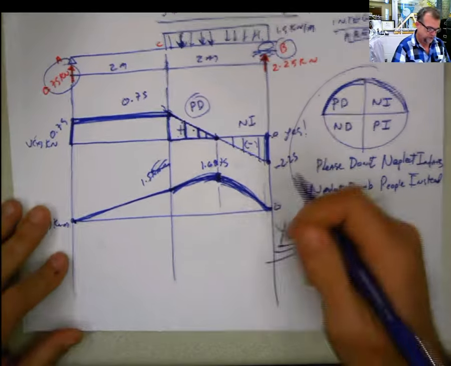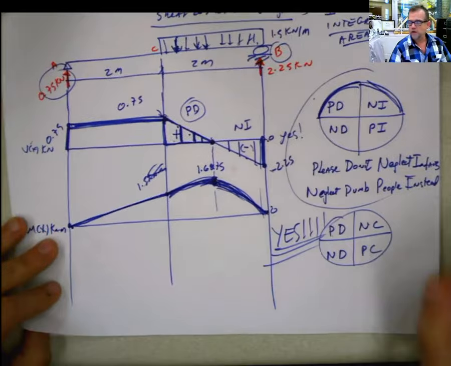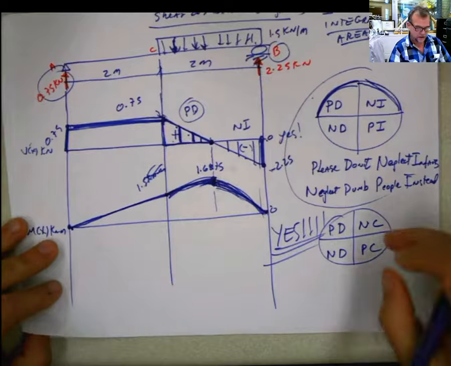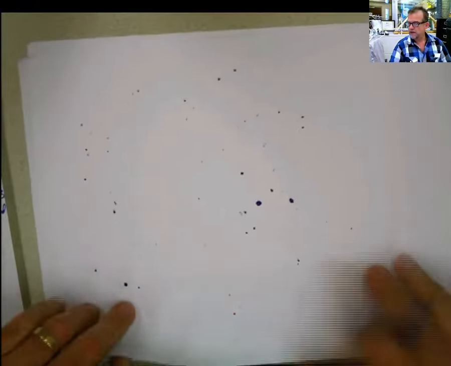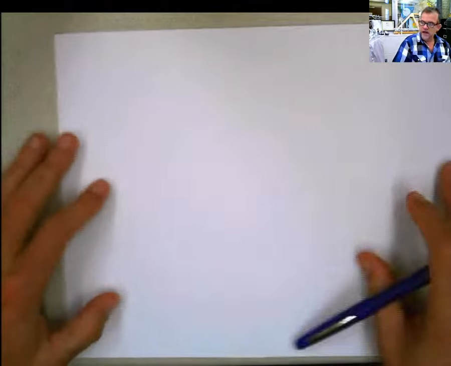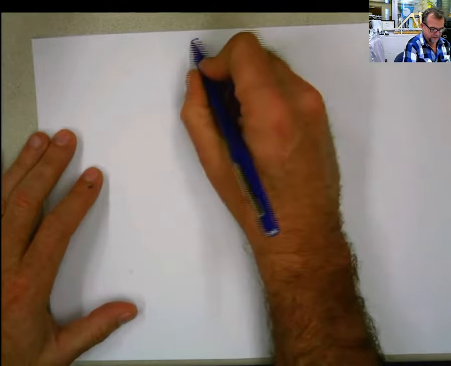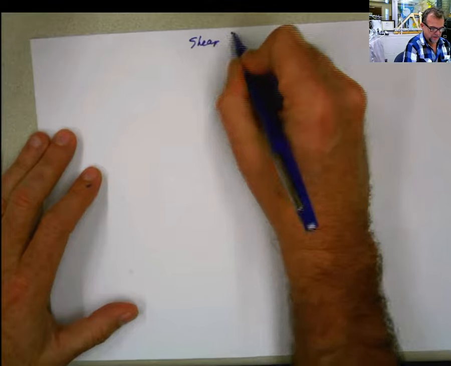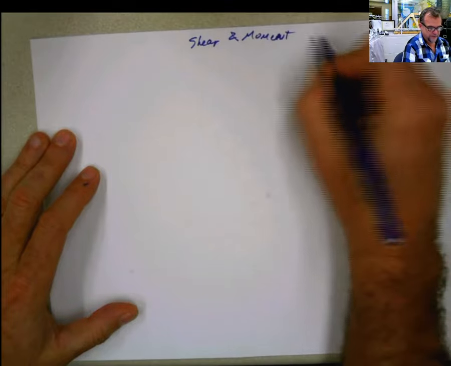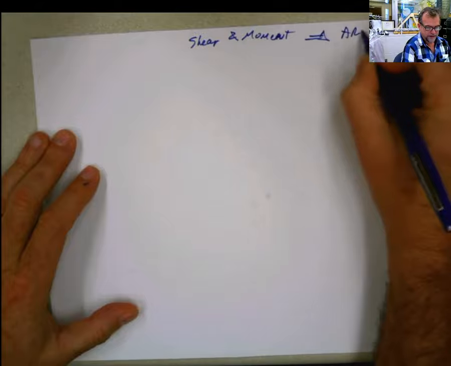Okay, good. Now I'm going to go really quick and solve the same problem by the method of areas. It looks like a Dalmatian here. Method of areas. Shear and moment.